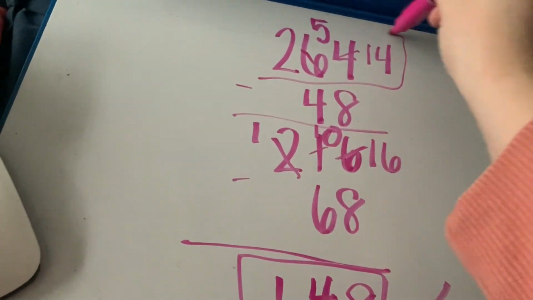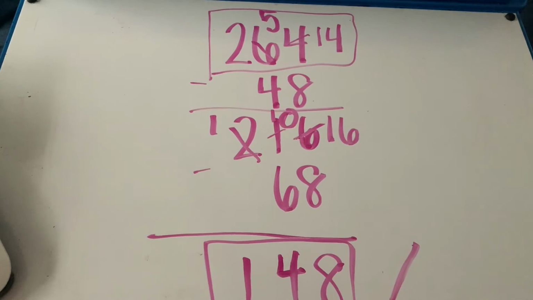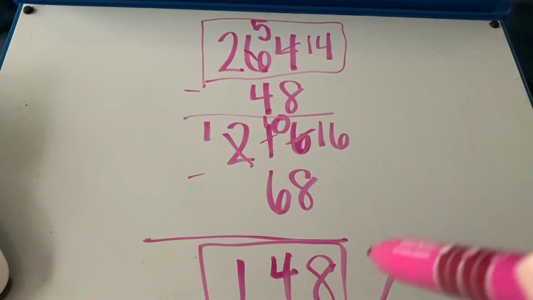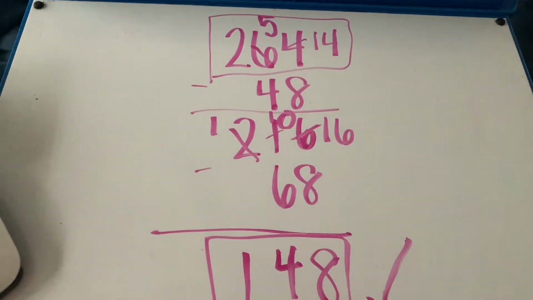So your answer, once again, 264. If you got something different, I want you to go back and check your work. If you got this, but you got it a different way, I would like you to upload it to Dojo so that your teacher can see it.